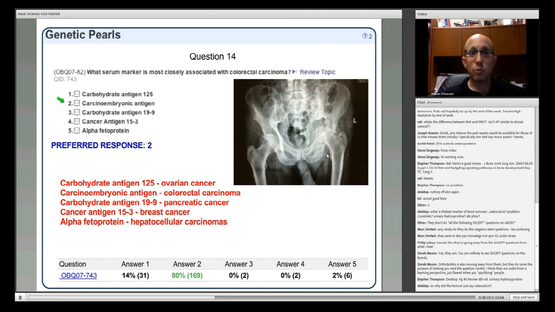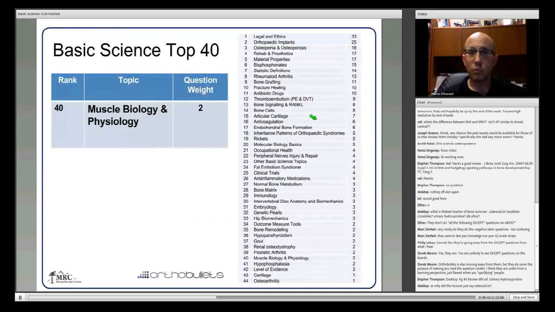Your correct answer is 2, CEA. 80% of you guys got this correct. This is actually a patient of mine that walked into our oncology clinic with colon cancer. This is a giant metastasis where he's basically developed protrusio and a pelvic discontinuity from his disease. Difficult situation. All right.